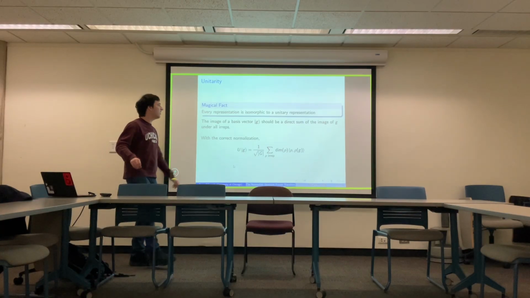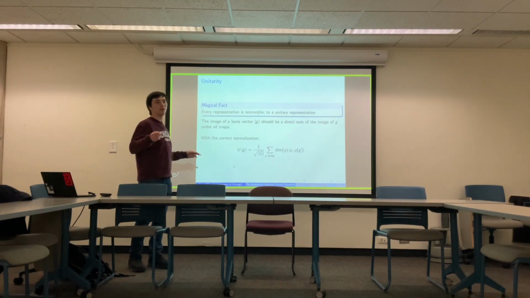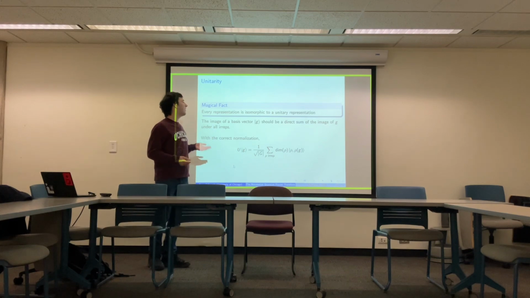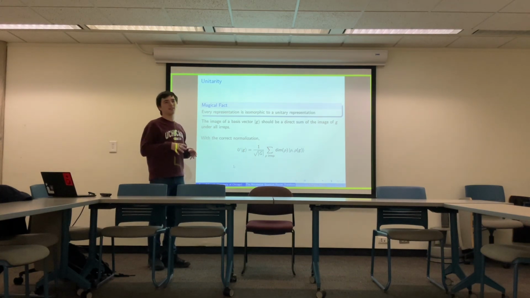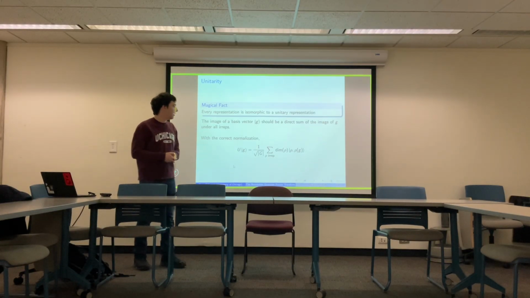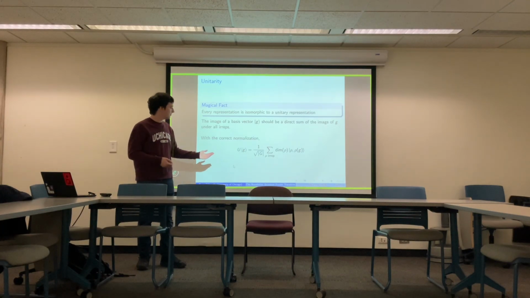Unitary is a little trickier, but we have another magical fact here, which is that every representation is isomorphic to a unitary representation, and unitary representations are great. So the image of any basis vector, we should think of basis vectors as indicator functions that are 1 on the element and 0 everywhere else. If you plug that into your formula, you just get the direct sum of the image of G under all of the irreps. And as it turns out, with the correct normalization, this is just the formula.